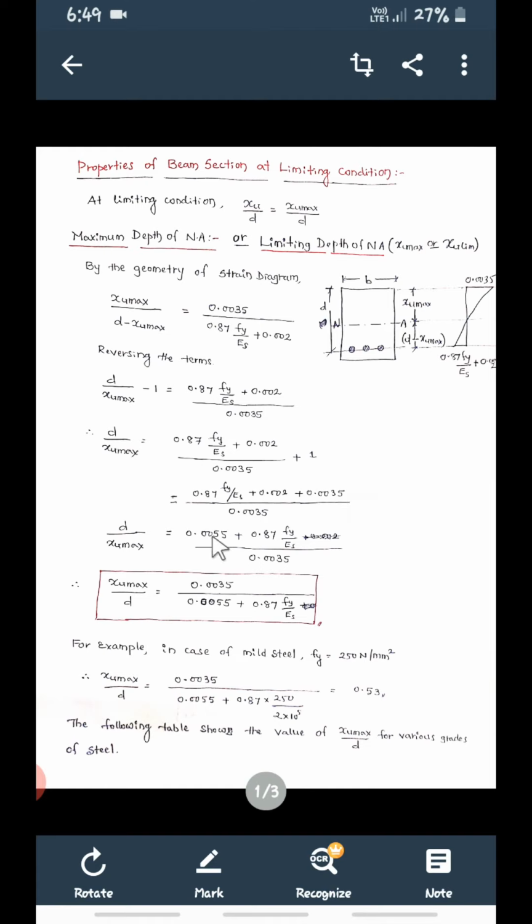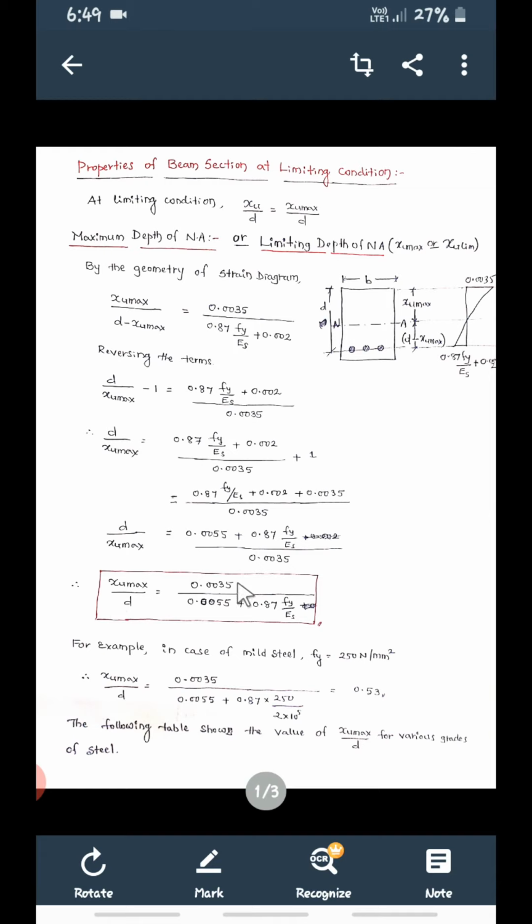It becomes 0.0055. This term 0.0055 plus this 0.87 Fy upon Es divided by 0.0035. Again, as usual, as you have done in the previous case, reverse this. So this goes to the top: Xu max divided by d, and this goes to the bottom, that is 0.0035 divided by 0.0055 plus 0.87 Fy upon Es. Now this is the important equation you have to remember.